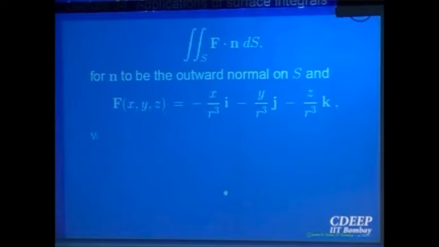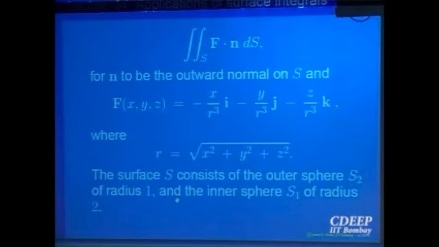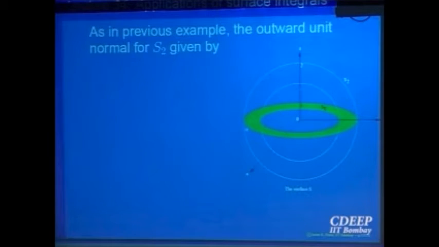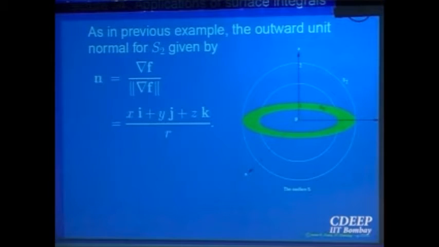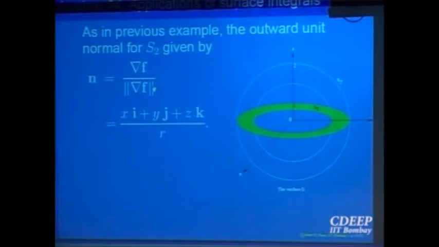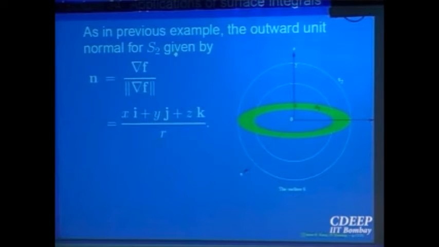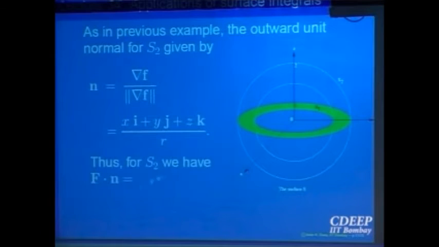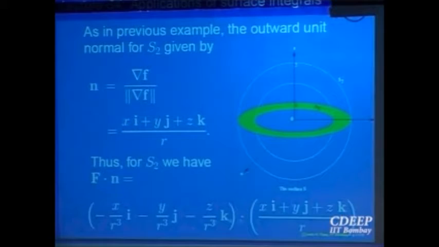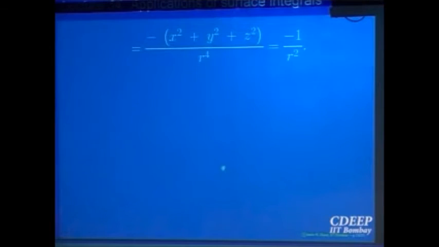So F is given by this. So let us compute. So this is a portion. In this, we can compute the normals for the two. For a sphere, the normal is always along the position vector, the radius. So n is equal to this. For the portion S2, which is the outside one going out, F dot n you can compute on that. That is F dot n, and that comes out minus 1 over r square.